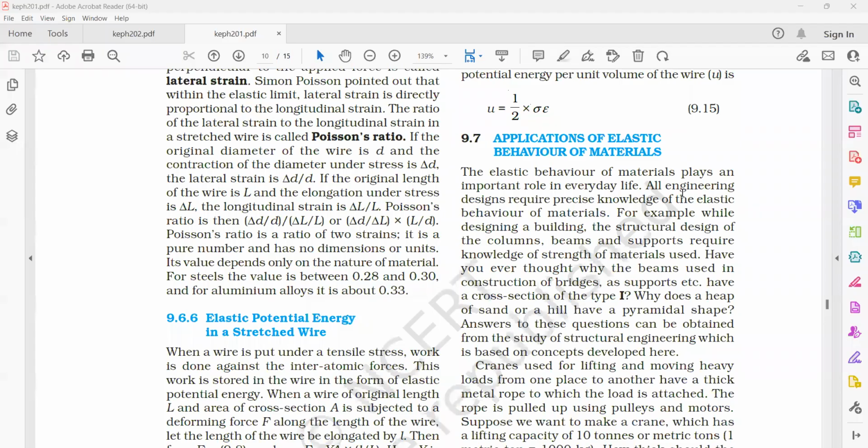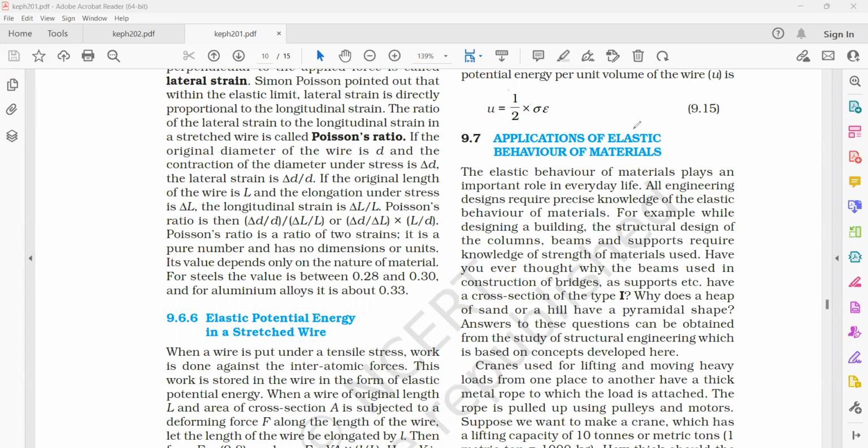Now we are discussing applications of the elastic behavior of materials. The elastic behavior of materials plays an important role in our everyday life. Every engineering design requires a precise knowledge of the elastic behavior of materials.